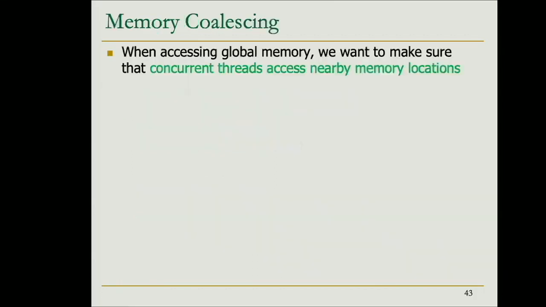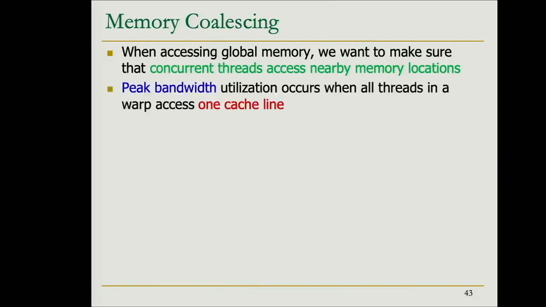Okay, second important consideration for the memory access is the memory coalescing. What does it exactly mean? It means that when accessing global memory, we should try to make sure that concurrent threads access nearby memory locations. That's the most basic definition of memory coalescing. And this is actually the way of achieving peak bandwidth, when all threads inside a warp access one single cache line.